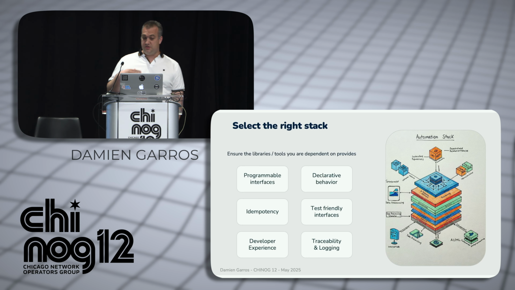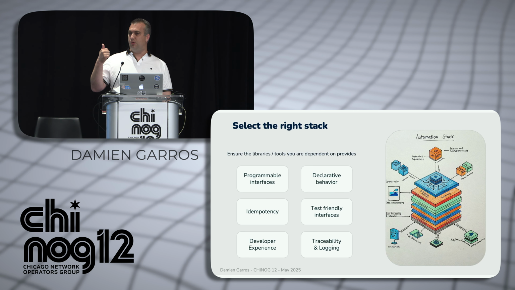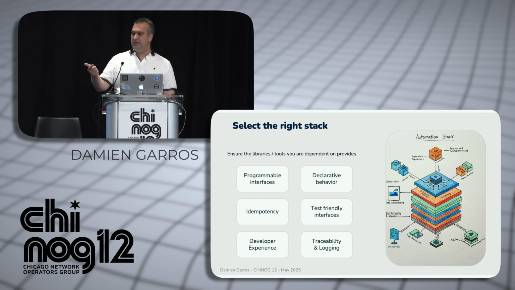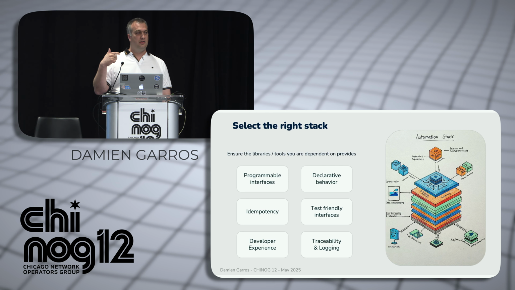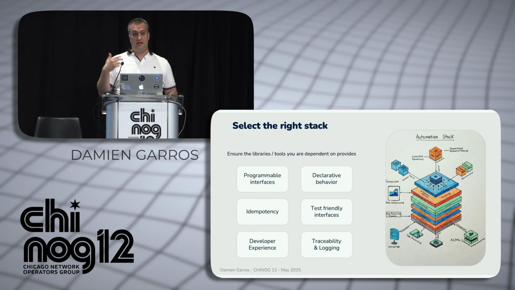The second one is, as you pick the tools, make sure you look for something that supports declarative behaviors, that will make it easy for you to implement idempotency, that has the right interface so that you can easily integrate it into your testing stack, and that has the right logging.